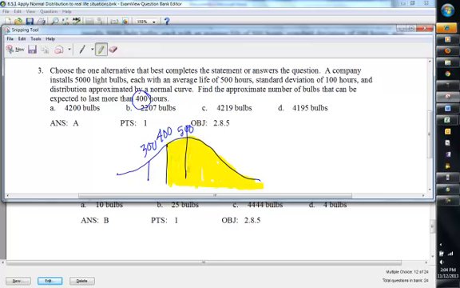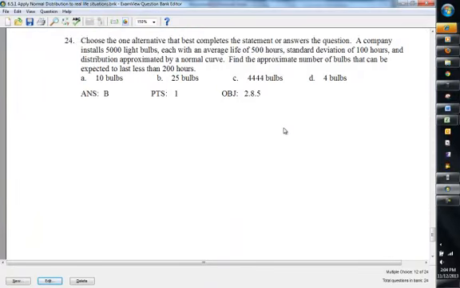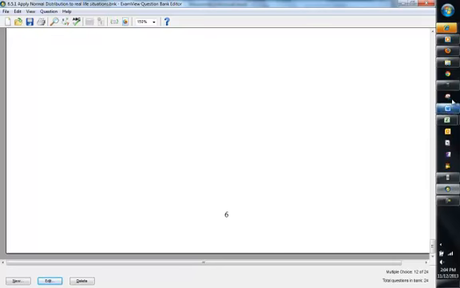Well, if we go back to our standard normal curve that's in our book, we find that this is 50%, and this from here to here is 34%. So 50 plus 34 is 84%, excuse me, 84% times 5,000 light bulbs is 4,200 bulbs. So that's why the answer is 4,200. So this is how you do standard normal curve and the different kinds of applications that go with it.